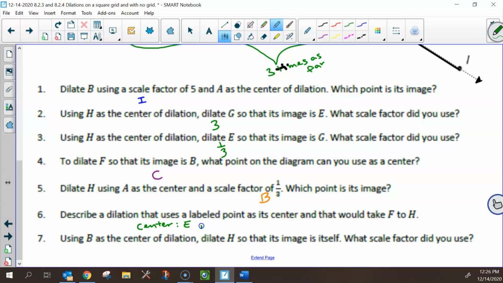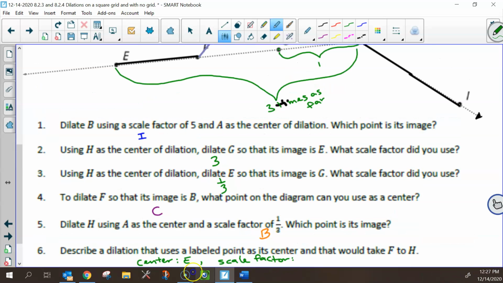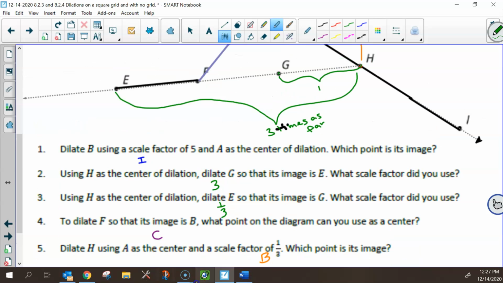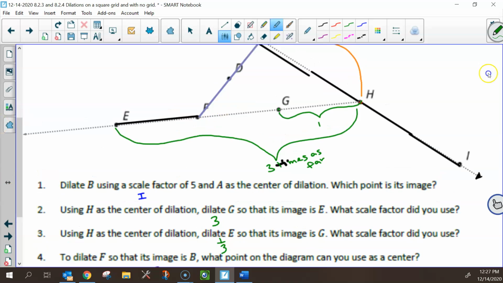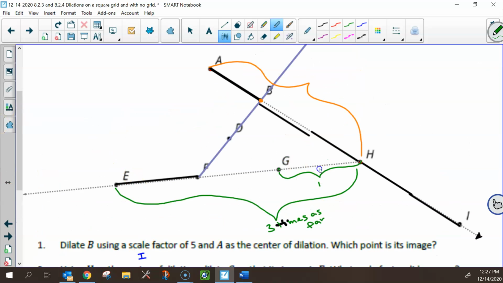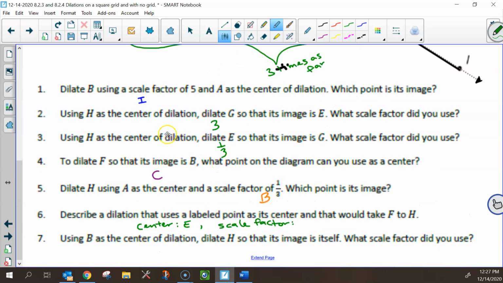And the scale factor isn't there like what? Okay. Center is E. If I want F to go to G in a very similar way to what we observed before, this is 1, 2, 3 times the distance. So scale factor of 1, 2, 3 is what it would take in order to go from F to H. So scale factor of 3.